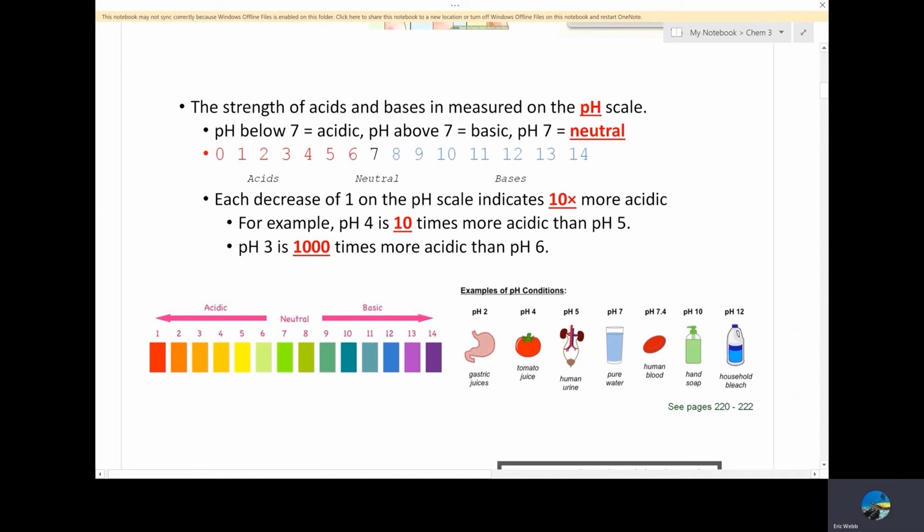Water has a pH of 7, or pure water has a pH of 7. In reality, water is slightly acidic because we have carbon dioxide in the air, and carbon dioxide reacts with water to form a very, very weak acid.